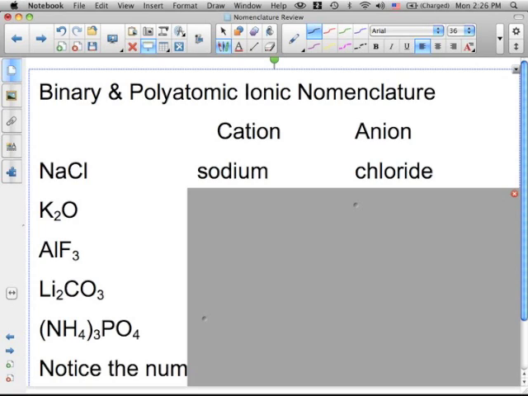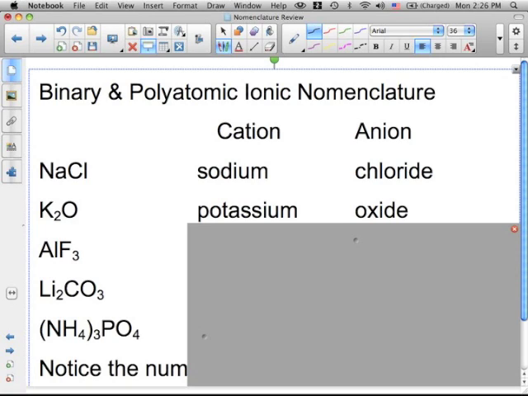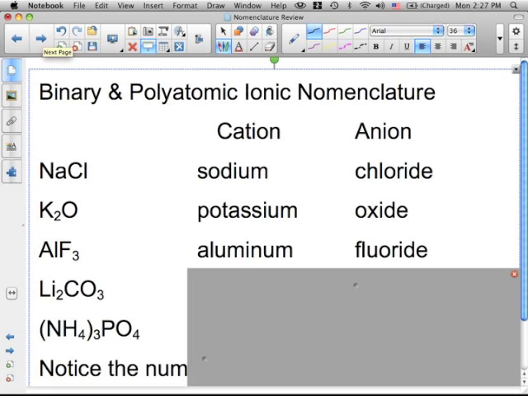The next one, K2O. The cation is potassium. The anion is oxygen, changed to oxide. So the name of this compound is potassium oxide. The next one we have aluminum, Al. F is fluorine, changed to fluoride. So that becomes aluminum fluoride.